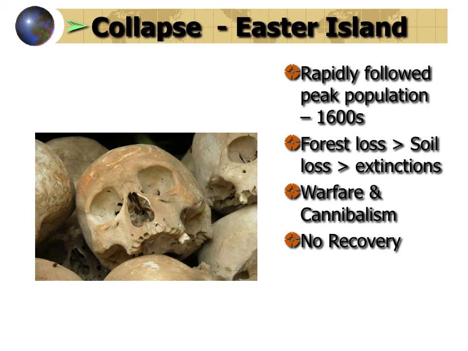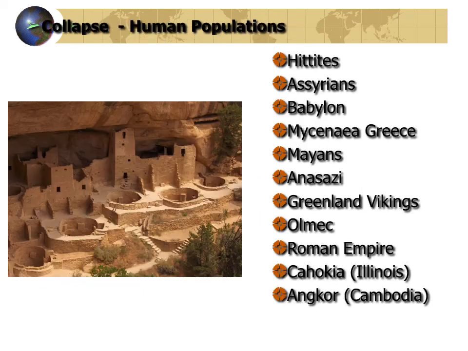We think the population peaked well over 10,000 people on the island. By the time the Europeans rediscovered it, though, the population did not recover. It was in the hundreds. And so this is a good example of a society collapsing, the carrying capacity of the habitat being reduced, and kind of a permanent ruining of the habitat.